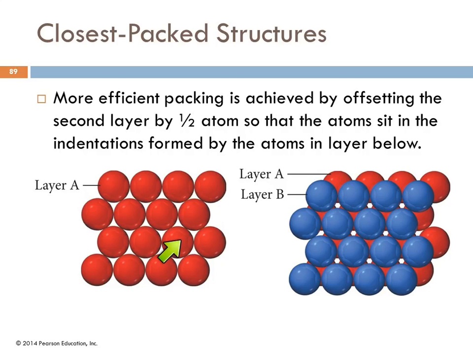So here's the first layer, the red. And here's the second layer. And what we're doing is we're moving them over so they're fitting into the dip between these two atoms. And we're moving it down so it's fitting in between these two atoms. And so there's that little indentation here and here and here. And the atoms in the second layer are sitting in those little holes. And so that's going to be more efficient because you can get them closer together.